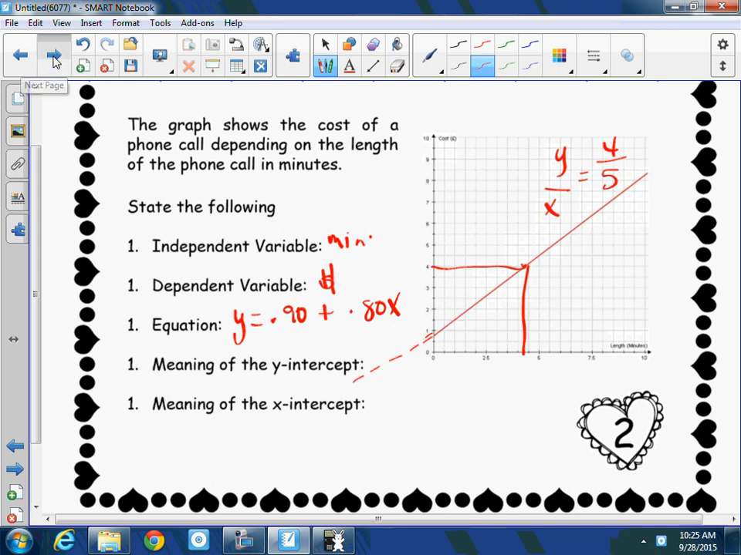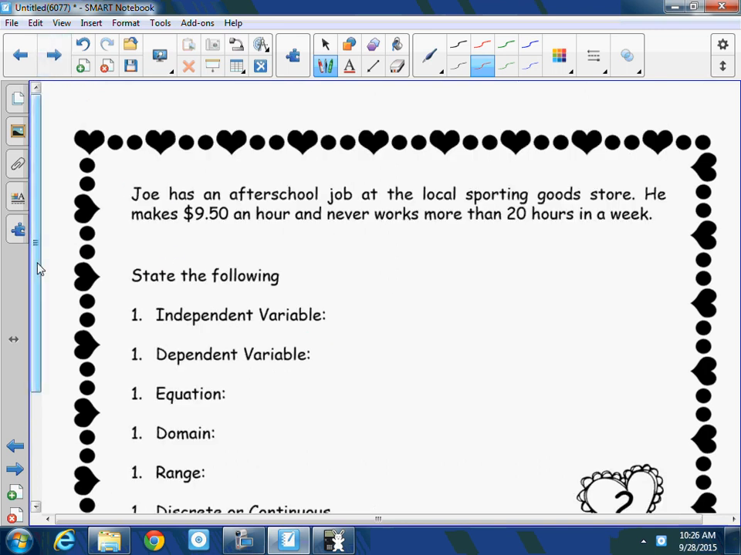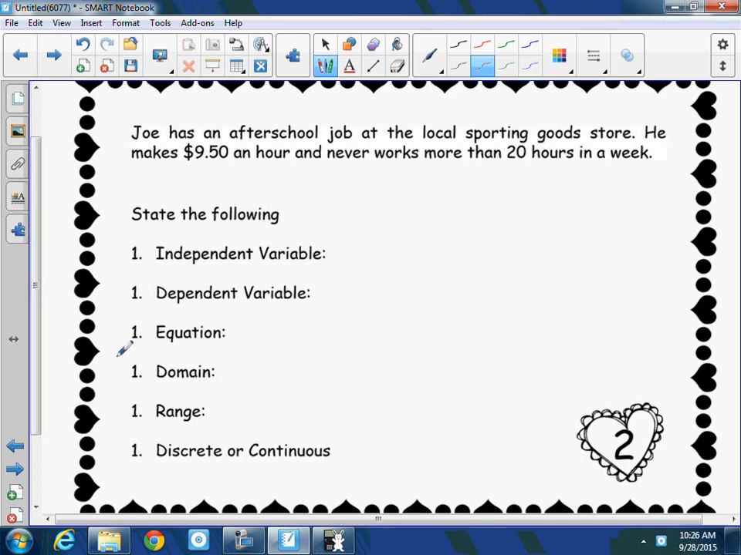So let's go to the next one. Joe has an after-school job at the school sporting goods store. He makes $9.50 an hour and never works more than 20 hours in a week. Okay, so what's the independent variable? What's the one that I can change? I can change the hours that he worked, and then the money that he gets paid would be my dependent variable, because the more hours that I work, the more that I get paid.